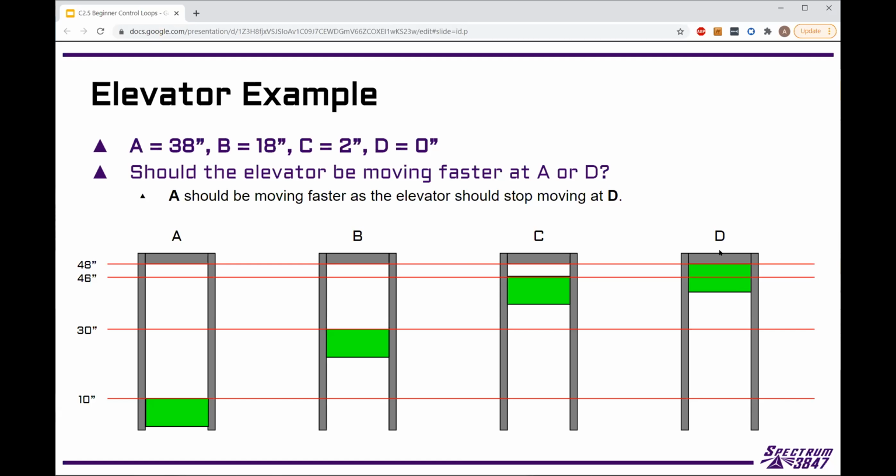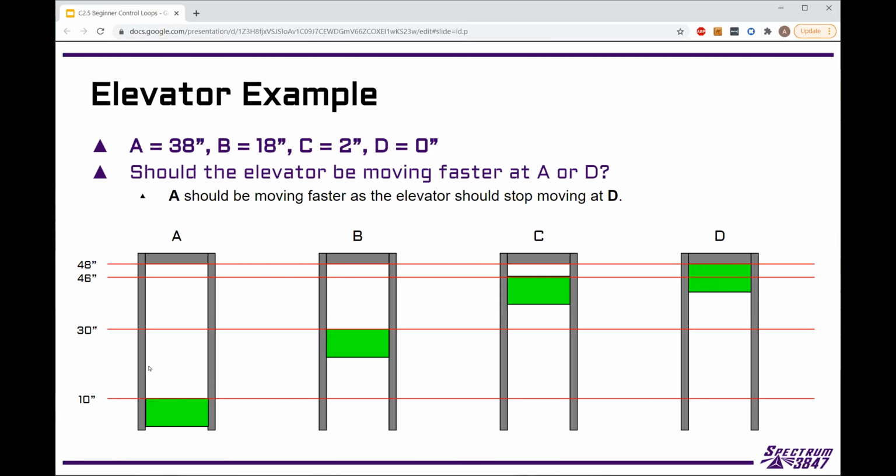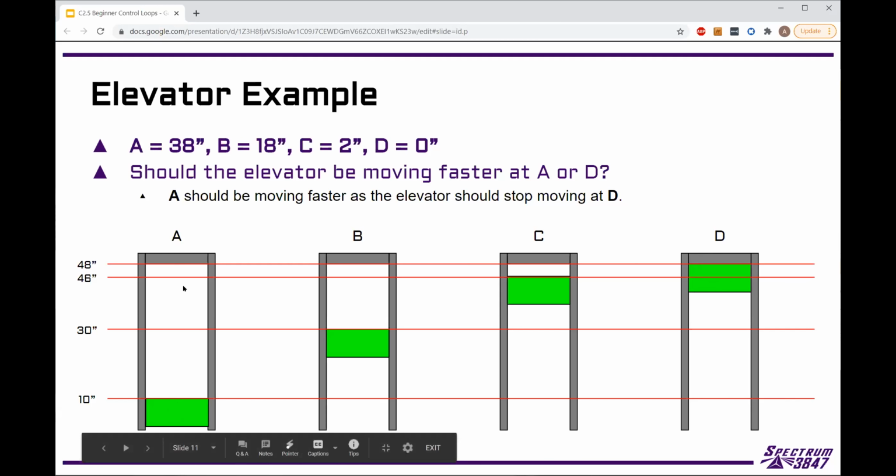So we don't want the elevator moving at all if we're at the top, if we're at our command point, if we're at our set point. We do not want the elevator to be moving, so it should be stationary. So it should be going quite a lot slower than it is at A when it's just starting to move up all the way to the top. We should be telling A to go the fastest because it has the longest way to go.